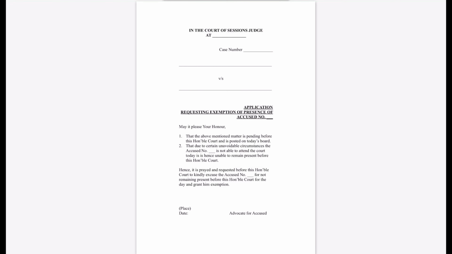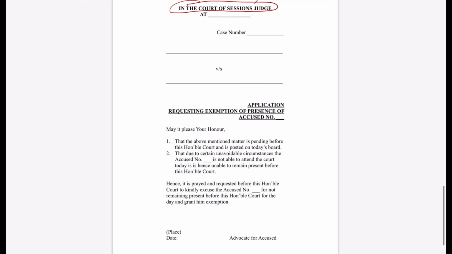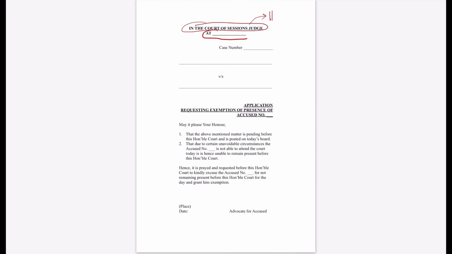Now, how to write this exemption application? Firstly, you start with the usual: in the Court of Sessions Judge. If you are filing this application before a JMFC court or a Metropolitan Magistrate Court, then you are supposed to write accordingly. You could write in the Court of Judicial Magistrate First Class or in the Court of Metropolitan Magistrate, and then write down where this court is located, for example, at Andheri, or whatever the case is.